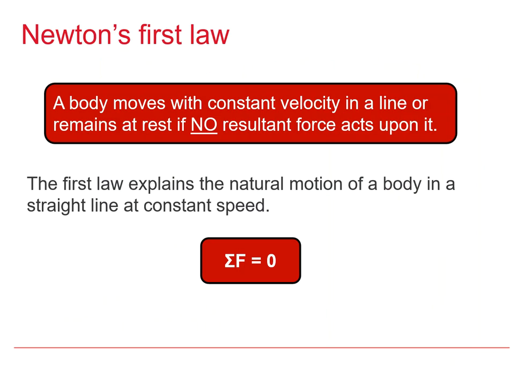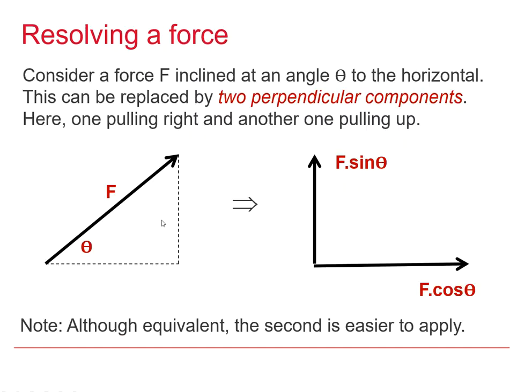So in this video we're going to be focusing on Newton's first law, which says that a body will move with constant velocity in a line, or it will remain at rest if there is no resultant force acting upon it. And so we're going to be dealing with situations where we've got a body which we know to be at rest, and apply Newton's law, which then tells us that all the forces that are acting on it must sum to zero. And we can use that to solve problems and to find unknown forces and so on.